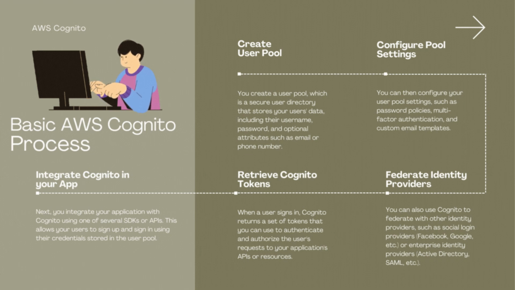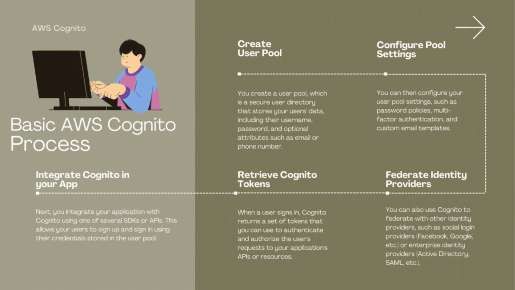The fourth step will be, when a user signs in, Cognito returns a set of tokens that you can use to authenticate and authorize the user's request to your application's API or resources. The fifth and final step will be that you can also use Cognito to federate other identity providers such as social login providers, which are Facebook, Google, Twitter, GitHub, etc., or enterprise identity providers such as Active Directory, SAML, etc.